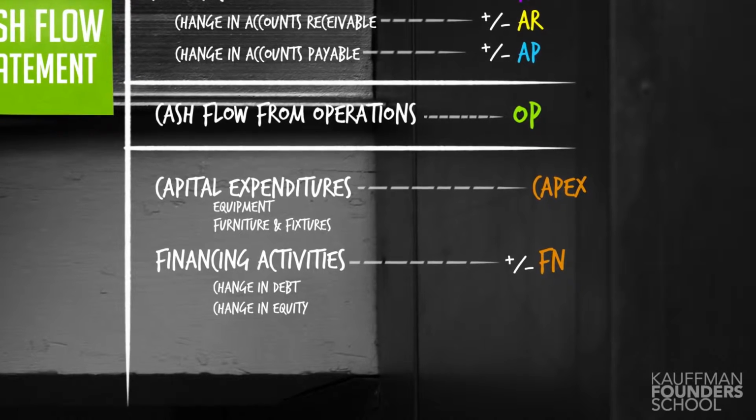And basically what that means is if you raise debt or you raise equity, that increases your cash. If you pay off debt or you buy back equity, that reduces your cash. You don't really want to muddy up your business processes, i.e. your operations, with the cash flow related to debt and equity. So that's why we put it in a separate place in your cash flow statement.